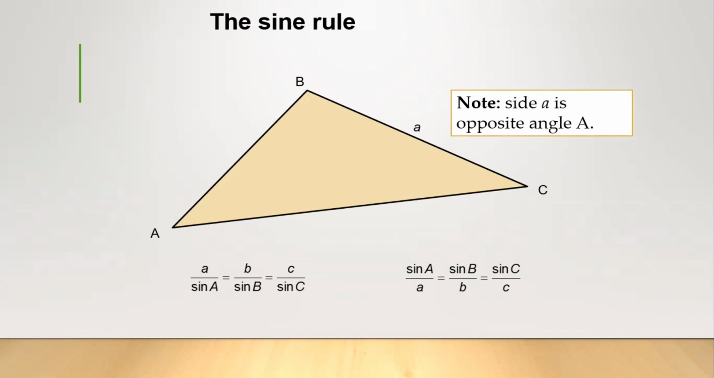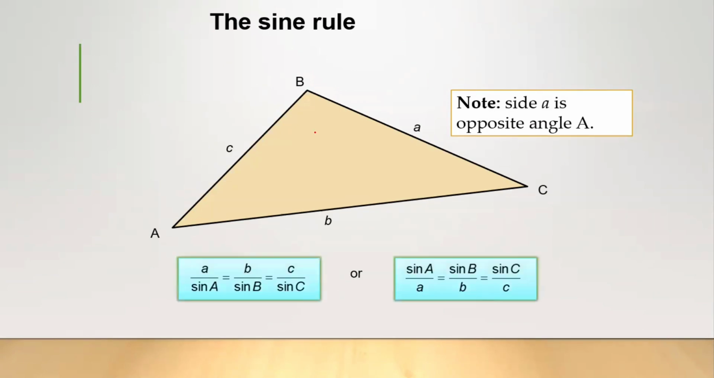And the sine rule is used when you are dealing with pairs of opposite sides and angles. So the rule says a upon sine A is equal to b upon sine B is equal to c upon sine C. So a is the side opposite to angle A, b is the side opposite to angle B, and c is the side opposite to angle C. Or it can even be reversed: sine A upon a is equal to sine B upon b is equal to sine C upon c.